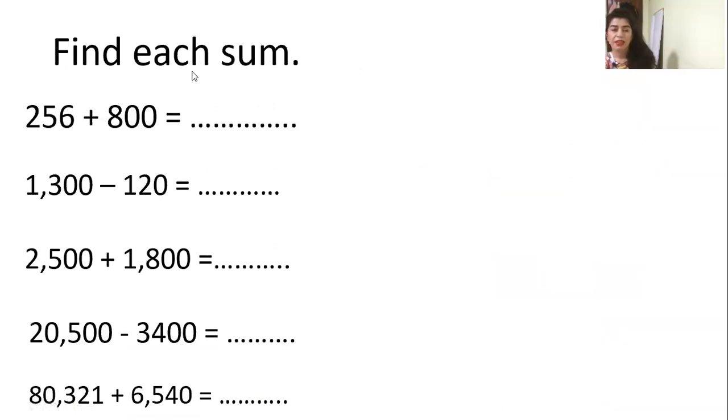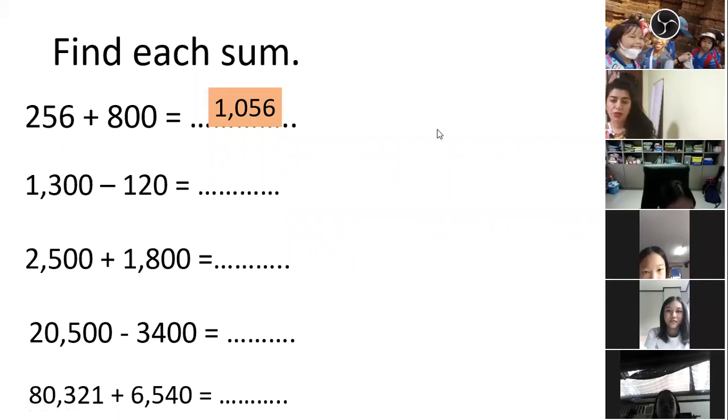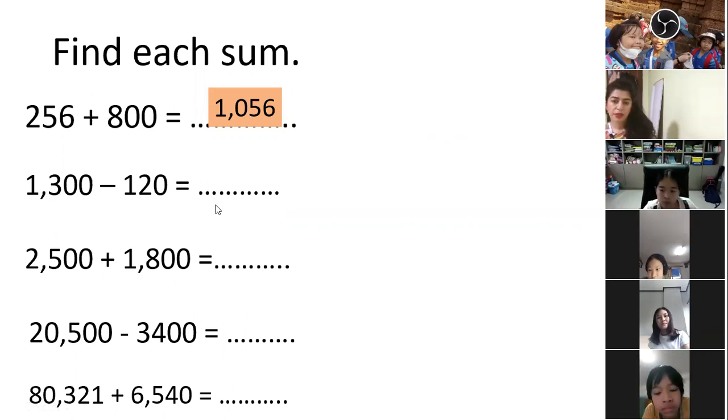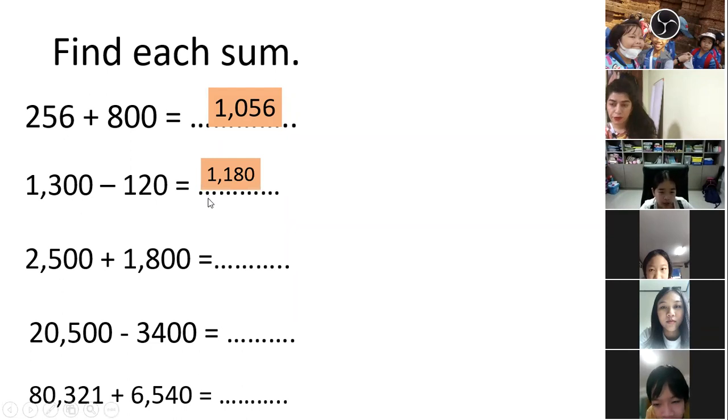Here we have another activity, find each sum. Okay, please, Pataya, answer number one, 256 plus 800. 1,056. 1,056, very good, you're right. Number two, who can answer number two? Did you see number two? What is it? Who can? 1,180. Very good.